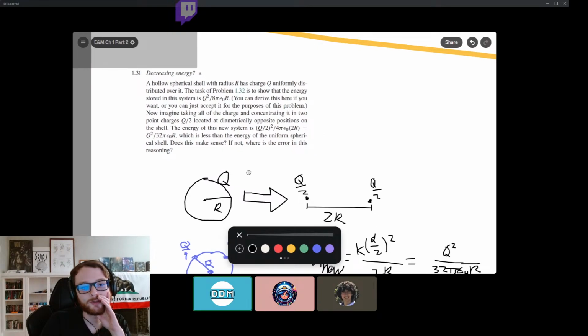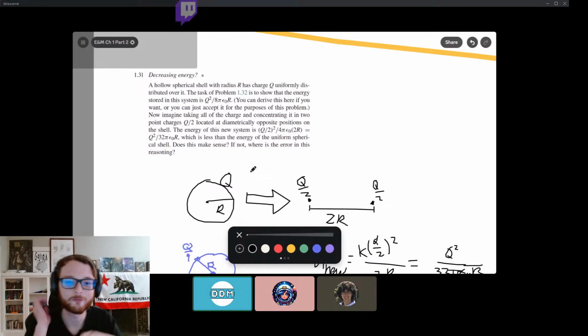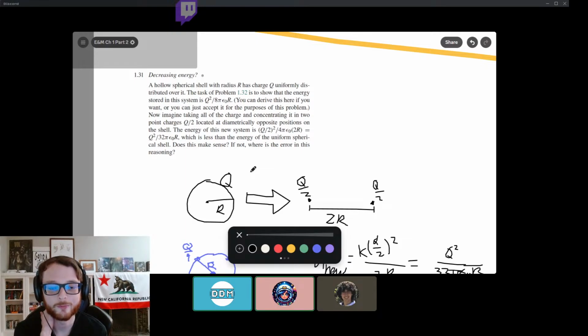I don't feel the urge to try 1.32 first, I guess. We can just take this as a fact, like the problem says. Unless we want to, but 1.32 is going to need an integral.